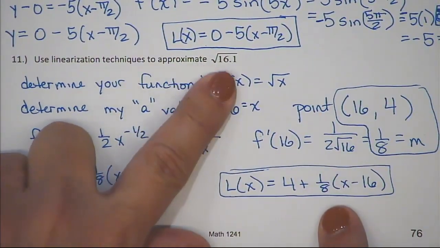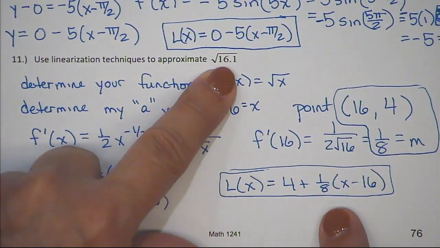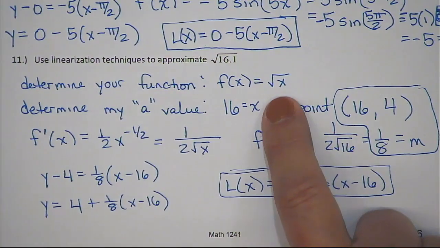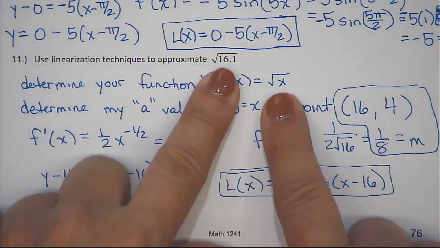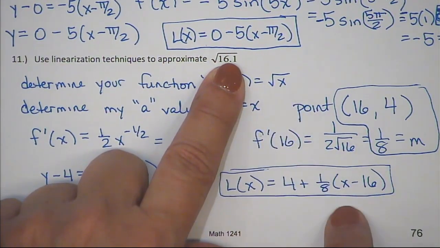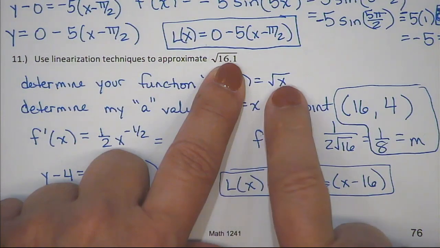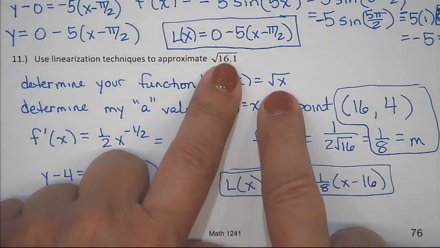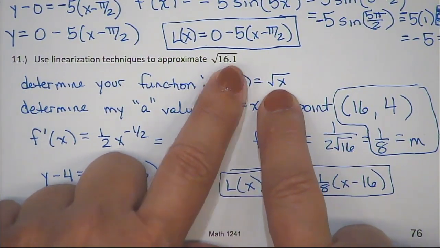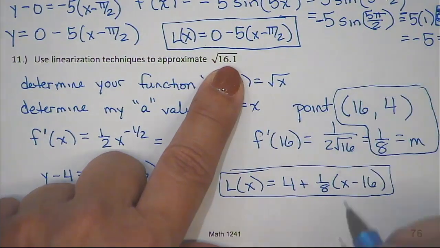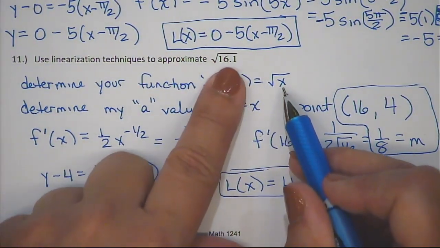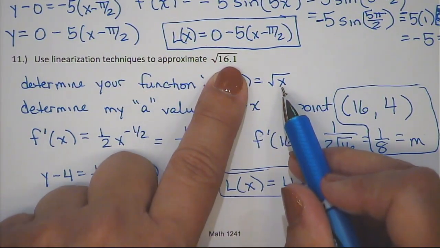All right, so now we need to find the square root of 16.1. Look at this, because it is important for the next one we're going to do in a second. You want to make sure that what you're subbing into your linearization function is what makes your function equal to this. So when I look at this problem, I need to know that the square root of 16.1 has to equal the square root of x, and then I have to solve for x. So in that problem, x will be 16.1.